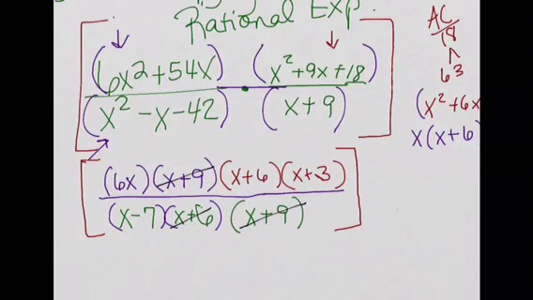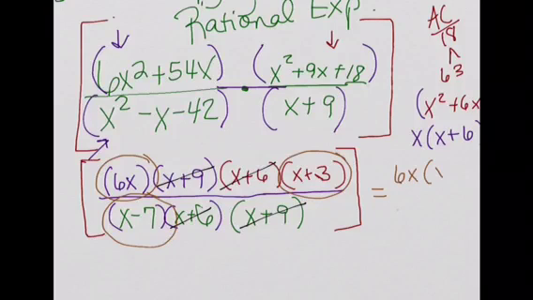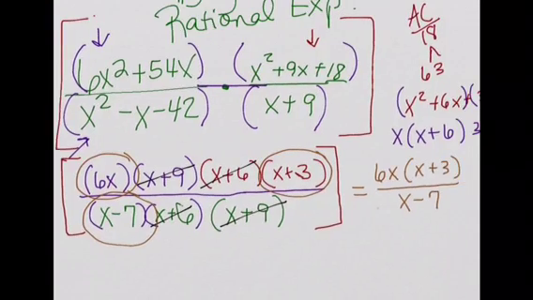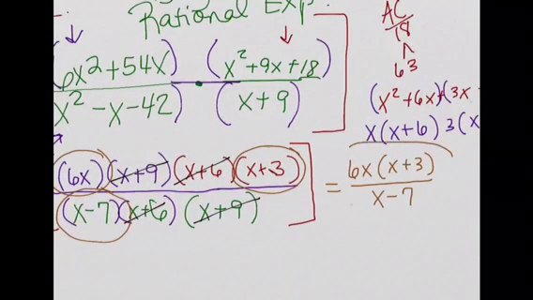I have an x plus 6 in the top and bottom. So that's a fancy one. That can go away. And it looks like the couple of things that I have left here are going to be the 6x in the top and an x plus 3 and an x minus 7 in the denominator. So I'm going to go ahead and rewrite this and say, okay, this guy is the same as 6x times x plus 3, all divided by x minus 7. And that right there is going to be my final answer.